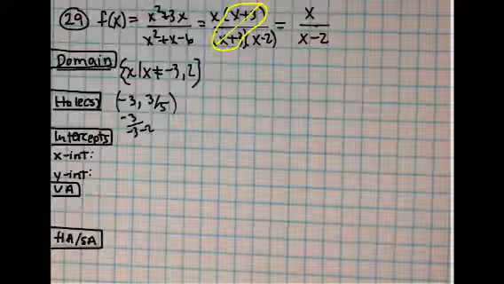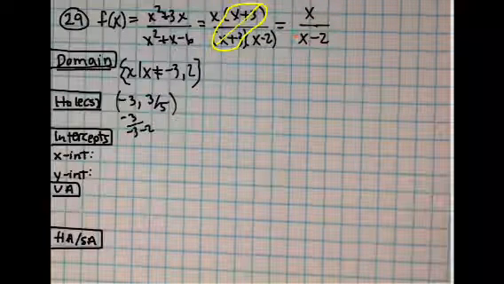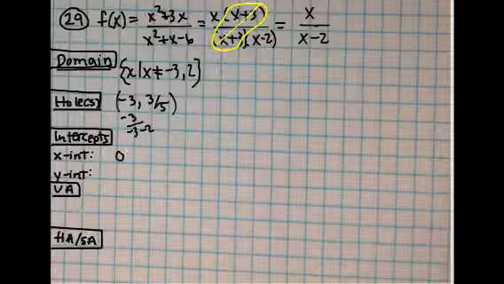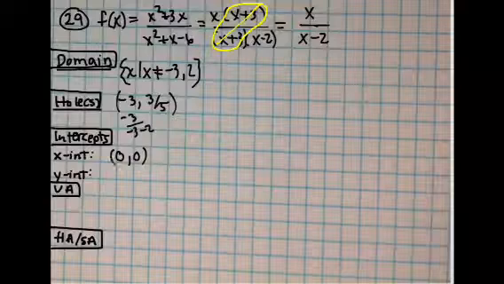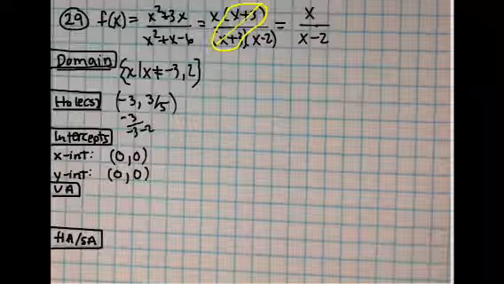Okay, negative 3, positive 3/5. X-intercepts, you look at what makes the numerator 0. Now the numerator that is in the reduced function, right? In this one, not in the original. So now that would be 0. And remember, if the x-intercept is 0, 0, the y-intercept has to be 0, 0. There's no way around it. Cover up the x's and that's what you get, right? 0 over negative 2. Vertical asymptote, there's 1.